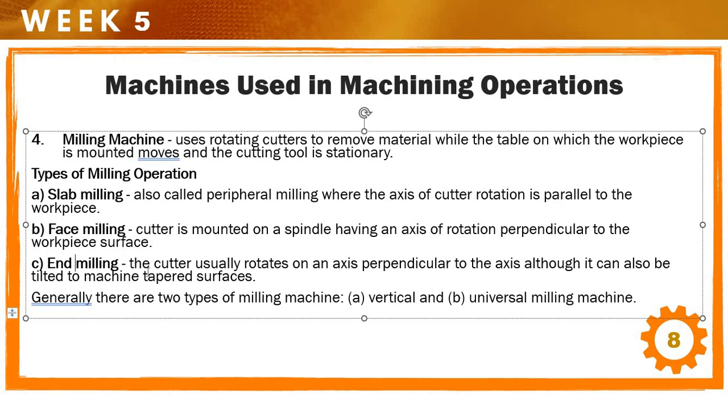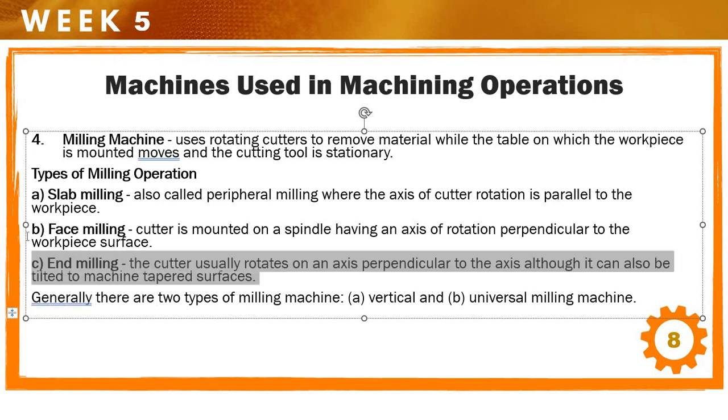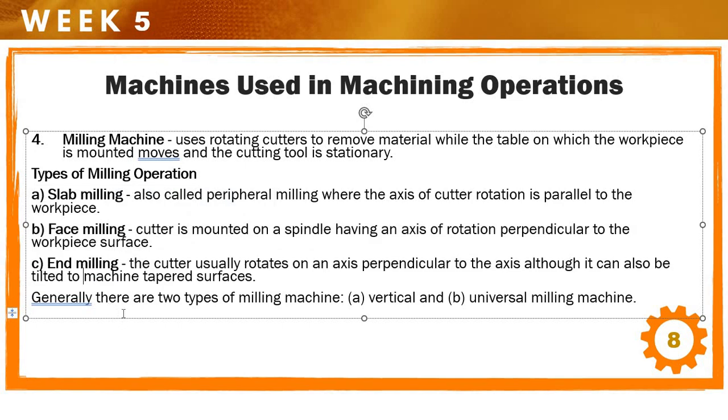Then third is the end milling machine. The cutter usually rotates on an axis perpendicular to the workpiece, so end milling is the same as face milling, although it can also be tilted to machine tapered surfaces. So there is just an additional feature of end milling, but it is similar to face milling. Generally there are two types of milling machine: the vertical and the universal milling machine. When you say universal milling machine, it is a combination of different types of milling operation.